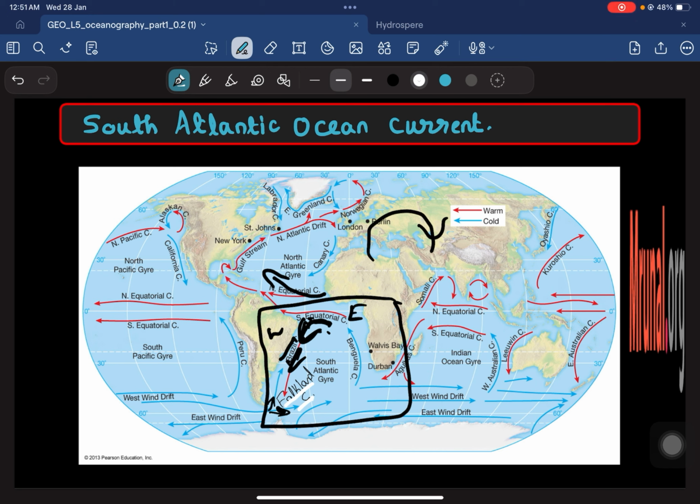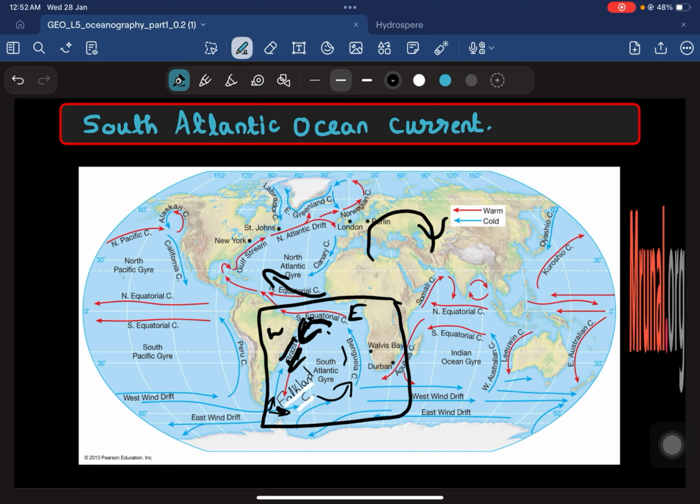Now in the South Atlantic Ocean we discussed the Brazilian current and the Falkland current, right? Here we are going to see the Benguela current. It is beside the western side of Africa. This Benguela current is also moving anti-clockwise like this, because in the southern hemisphere the currents move anti-clockwise.